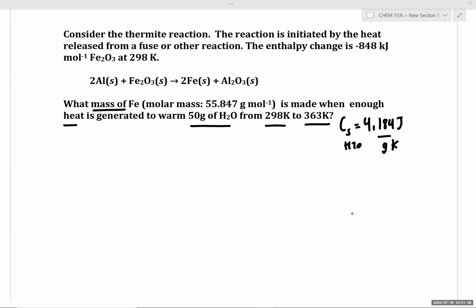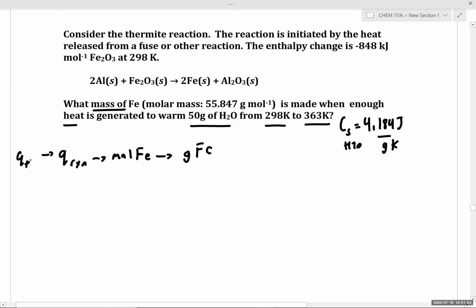Okay, so let's discuss this example. We're going to go from the heat of reaction to the moles of iron to the grams of iron, and we can get the heat of reaction from the heat associated with our water sample. So as Q reaction is equal to negative Q water, we have -1 times the mass of water times the specific heat of water.